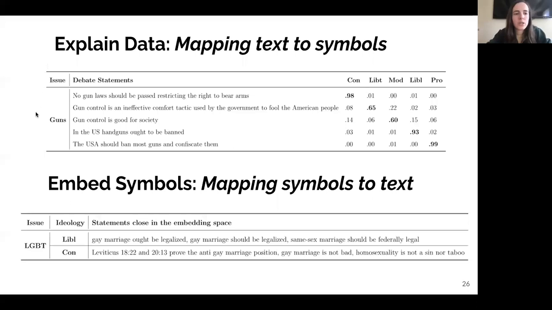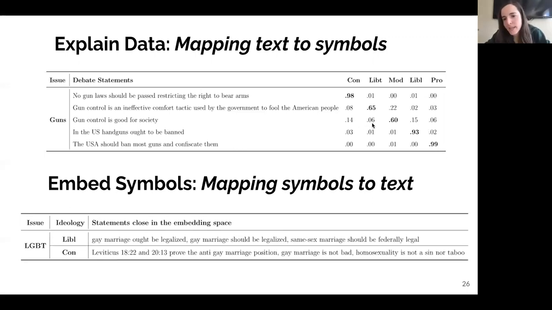So I'm going to take the issue of guns, look at some debate statements, and look at the scores that are given to them for these other symbols which represent ideologies. We have conservative, libertarian, moderate, liberal, and progressive. Statements that talk about not passing any type of gun control, or gun control being ineffective, have higher scores for conservative and libertarian symbols. And statements about some form of gun control, even banning most guns or confiscating guns, have really high scores for liberal and progressive symbols.